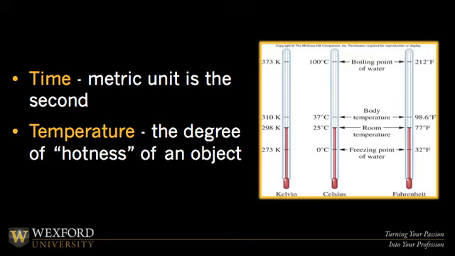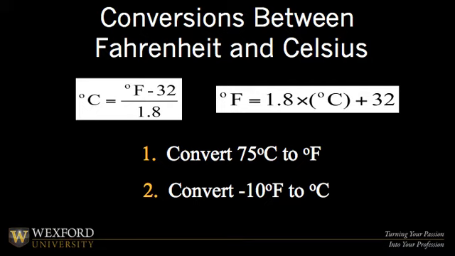Now if we look at time, the metric unit is the second, and temperature is the degree of quote-unquote hotness of an object. Now if we look at conversion between temperature, in particular Fahrenheit and Celsius, we see the following equations. Look at the equations and attempt to convert 75 degrees Celsius to Fahrenheit and convert negative 10 degrees Fahrenheit to Celsius.